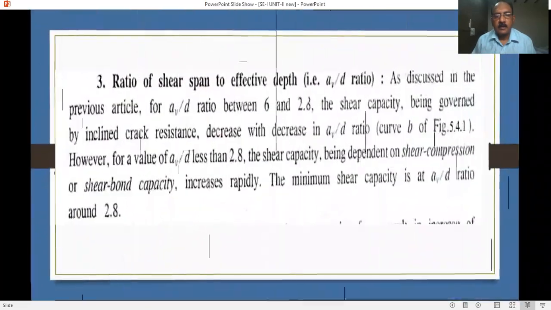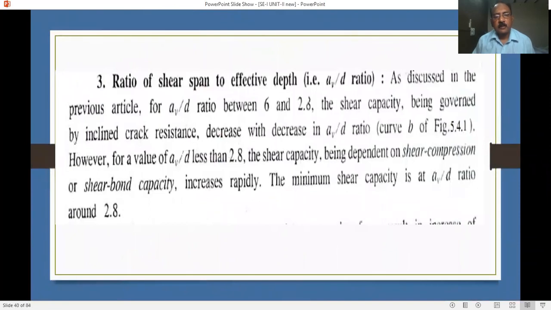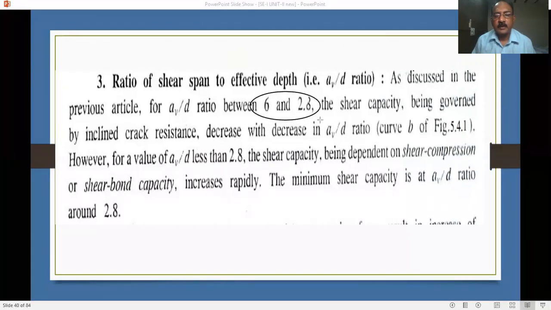In this lecture, we'll see some more factors which are affecting shear resistance. Ratio of shear span to effective depth, shear span a_v by d ratio. See, this is given, the ratio should be between 0.6 and 2.8. This is even in IS 456, right? Here, if you see, this is 0.6 and 2.8.